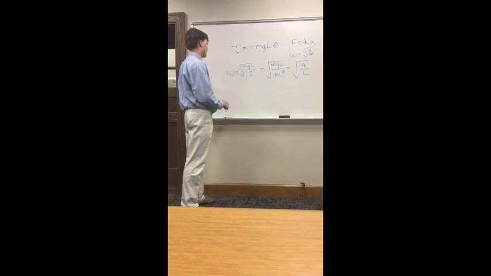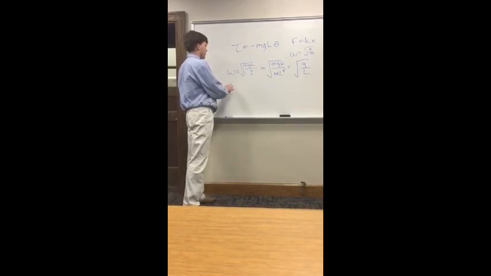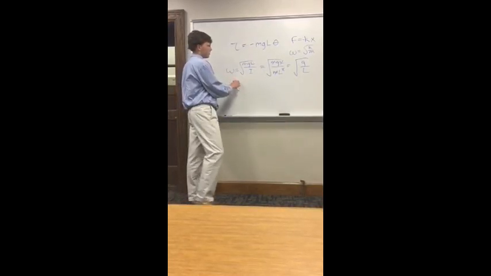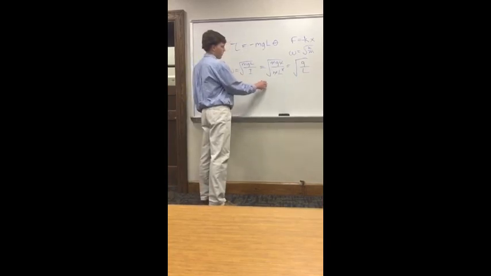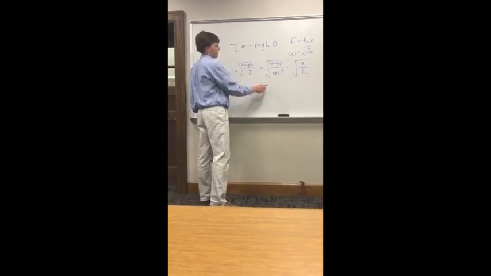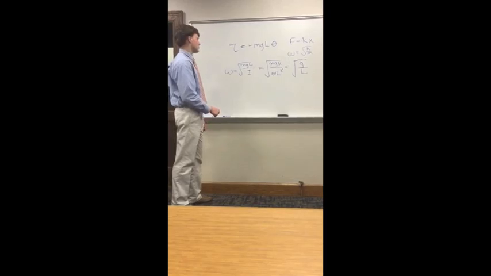And this is because of the explanation that Paul gave, where angular velocity is equal to root mgl over ml squared, and the masses cancel out, thus negating the value of the mass in the pendulum equation.